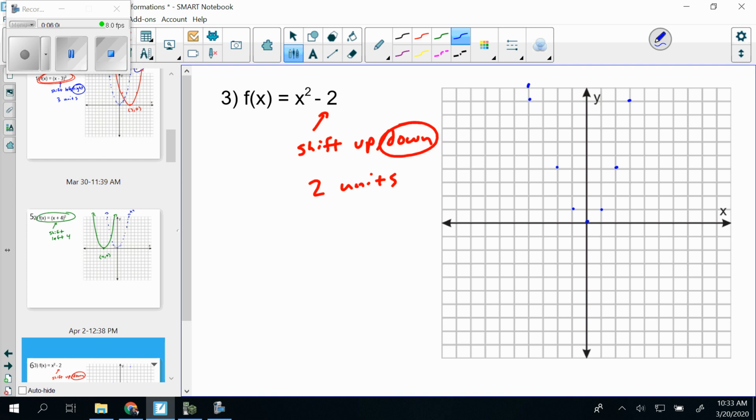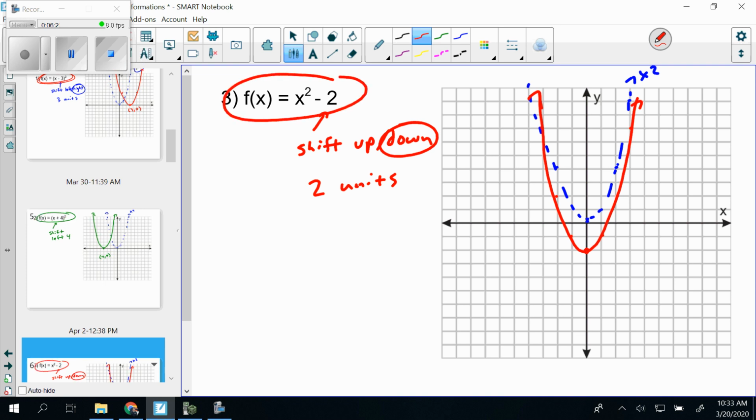So we had points here. This is that same parent one of x squared. This new one, because we're shifting it down, you're just going to move it down 2 spots. So all those other points, over 1 up 1, over 2 up 4, over 3 up 9, should still all work off this, and it looks something like this. So the graph of this one would look the same, just shifted down 2 spots.